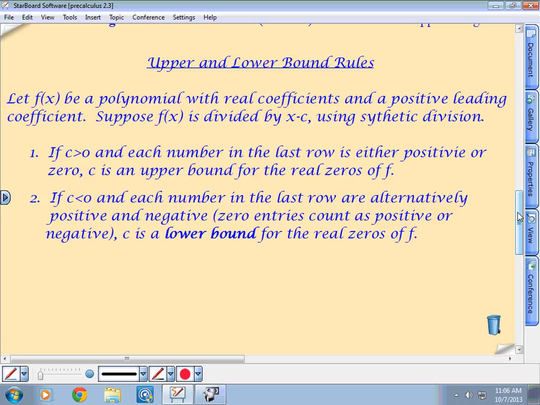An upper bound means that there are no zeros after -2. -2 is the highest number where it can cross the x-axis. So for that polynomial, 9x cubed minus 18x squared minus 16x plus 32, it can't cross the x-axis after the point -2. That's an upper bound. The lower bound is if the last row alternates positive, negative, a plus, a minus, a plus every other term, then it's a lower bound. That means this would be the lowest point where it could cross the x-axis.